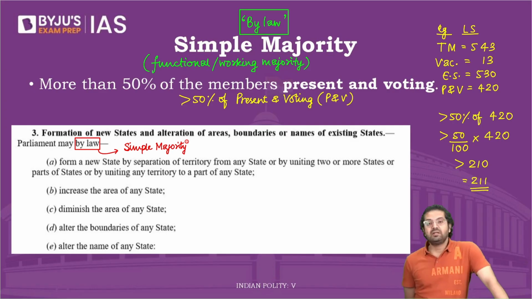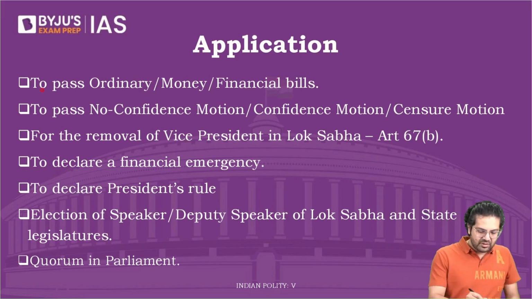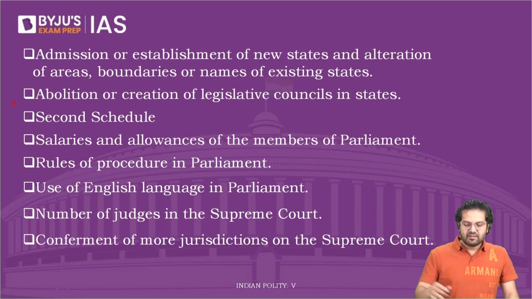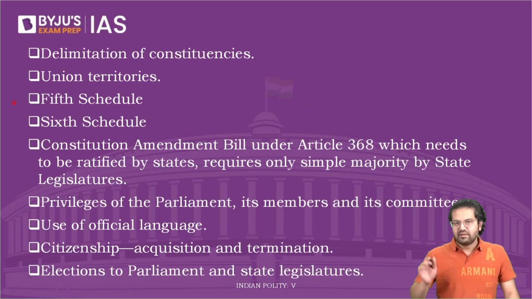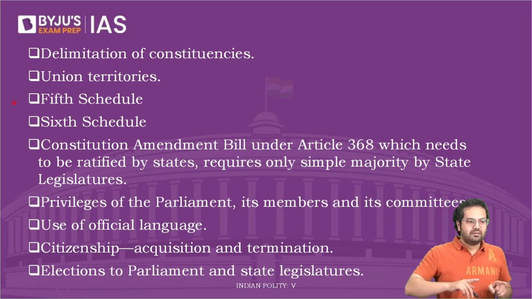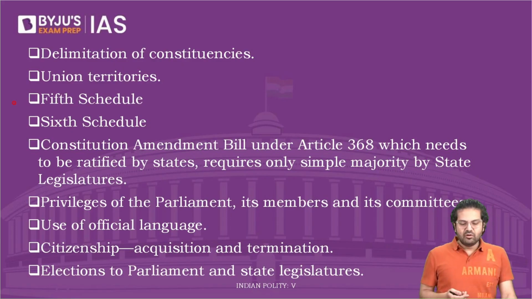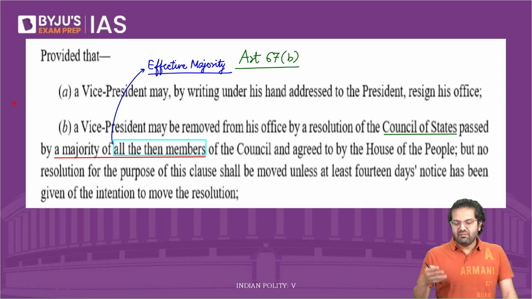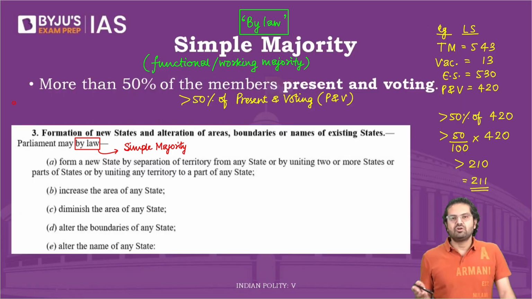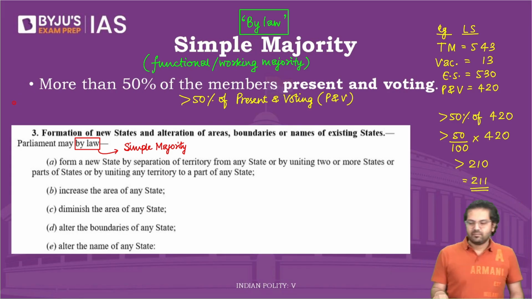And simple majority is the most commonly used majority. So everywhere, in all these situations, simple majority. That's it. Clear? So don't mug up this. Mug up other areas, right? Where it is required. So if you know where other things are required, whatever remains is a simple majority only. Are we clear? Everybody?